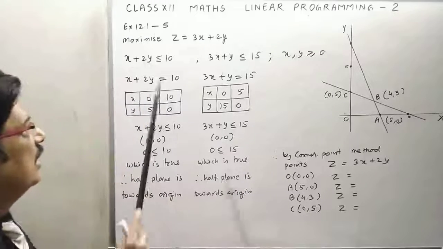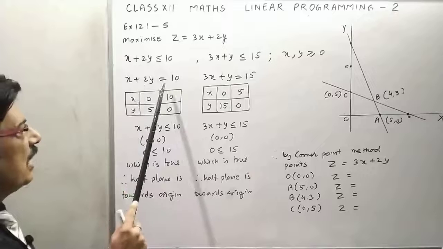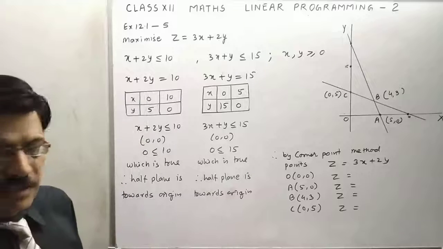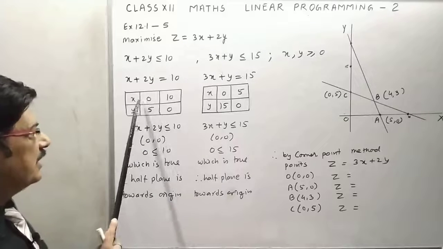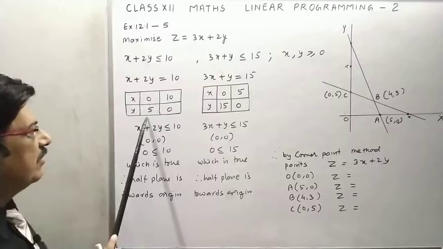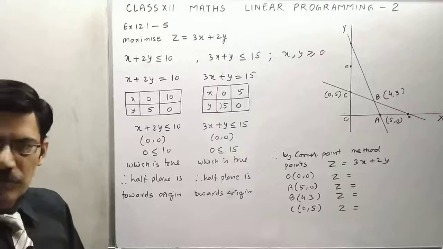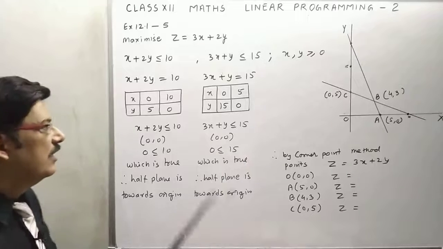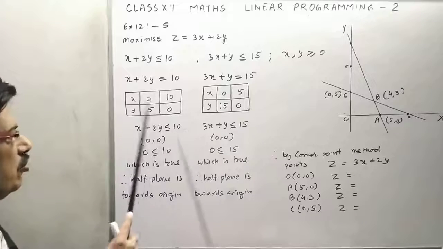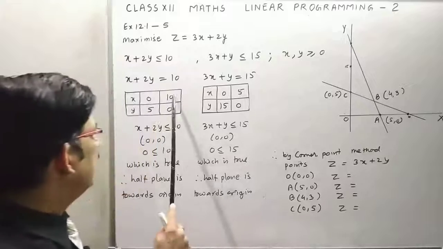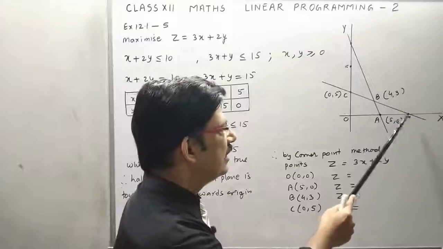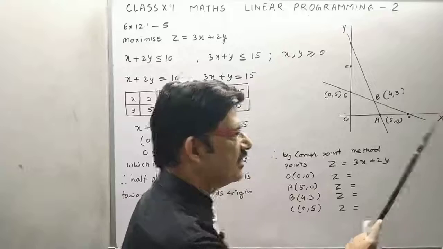Now, first of all, we will take this inequality and convert it into an equality. Now take 2 points. First, x = 0, you can see y = 5. Then take y = 0, you can see x = 10. You can take any 2 points. Now these are 2 points. From these 2 points, we can draw the graph: the point (10, 0) is this and (0, 5) is this. This is the first equation.